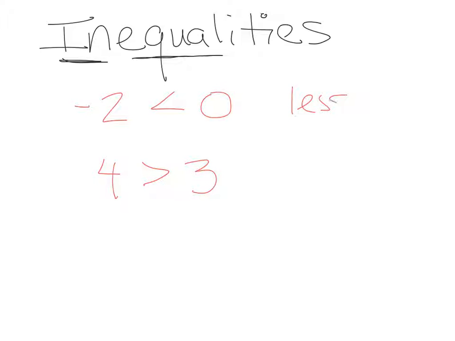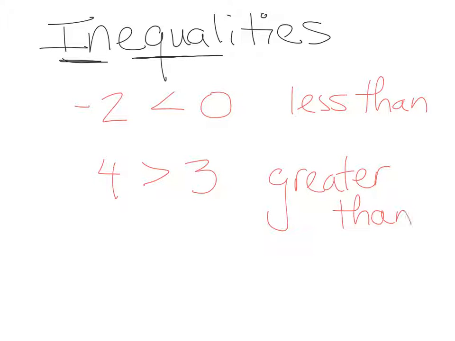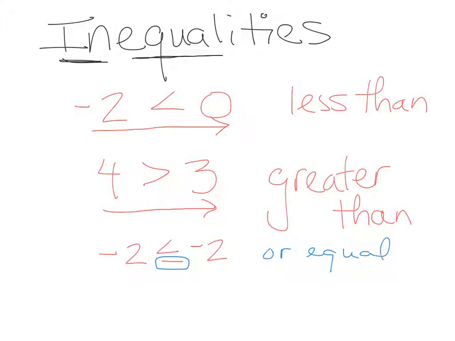So we've got less than, and we've got greater than. And you read these left to right, just like we read English. So -2 is less than 0, 4 is greater than 3. Now, you could have something like -2 is less than or equal to -2, because when it has this little line underneath, that means less than or equal. And by the same token, you can have that for greater than. So it could be 4 is greater than or equal to 4, and that is still true because 4 is equal to 4.